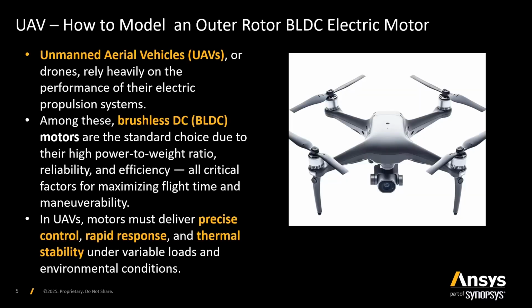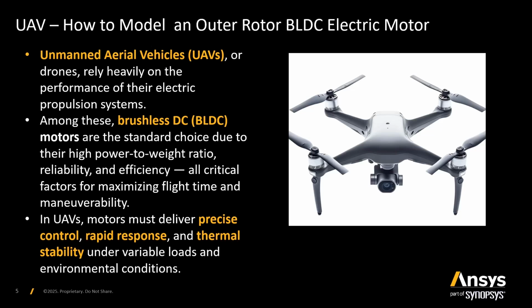So unmanned aerial vehicles, or UAVs, also known as drones, rely heavily, obviously, on the performance of their electric propulsion system. We can see here a generic image of a quad drone with 4 electric motors. The solution for electric motors to realize the propulsion of UAVs is typically brushless permanent magnet machines. And from this class, brushless DC are the standard choice, mainly due to their high power-to-weight ratio, reliability, and efficiency, and they are all critical factors to maximize the flight time and maneuverability of the drone.